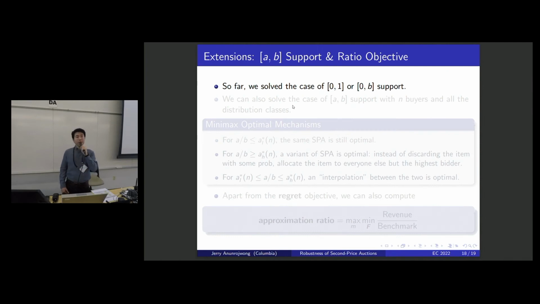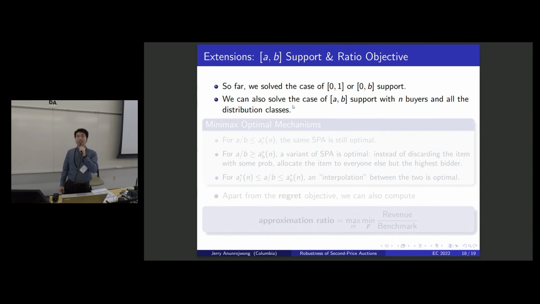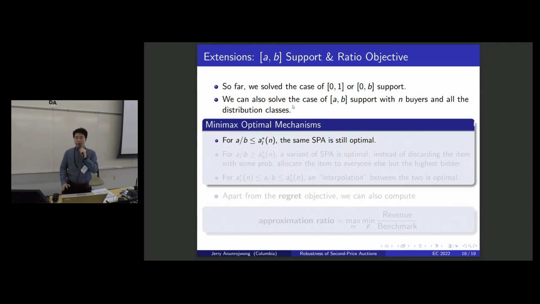So far, we have solved the case of support [0,1] or [0,B], where the upper bound B of the support is known. We can also characterize the minimax optimal mechanisms in the case when both the lower bound A and the upper bound B of the support are known, in the same framework with n buyers and all the 5 distribution classes that we mentioned before. Where for A over B low enough, the same SPA is still optimal.